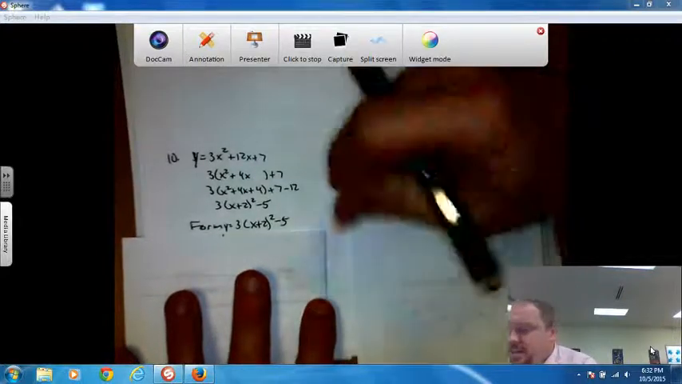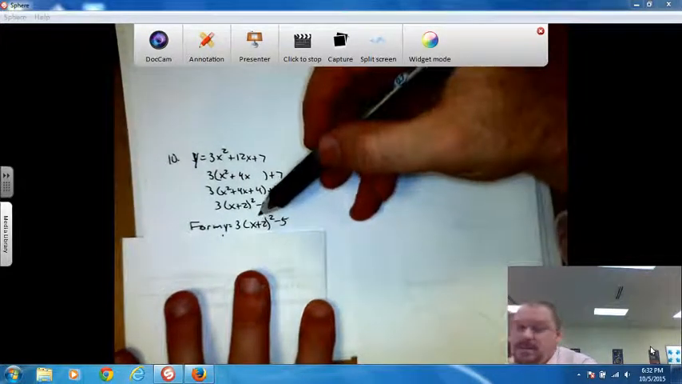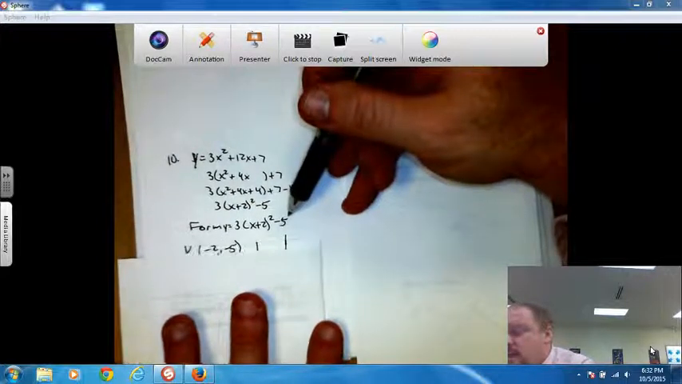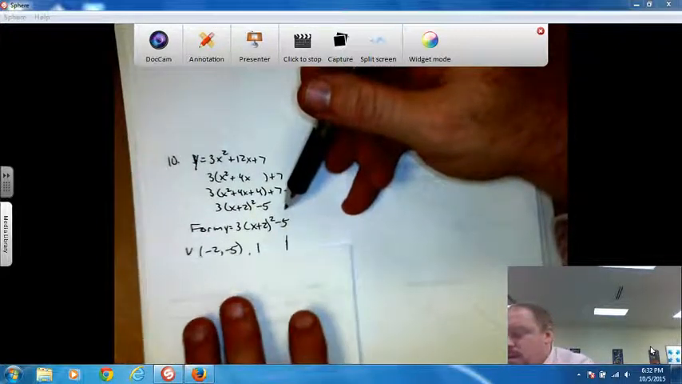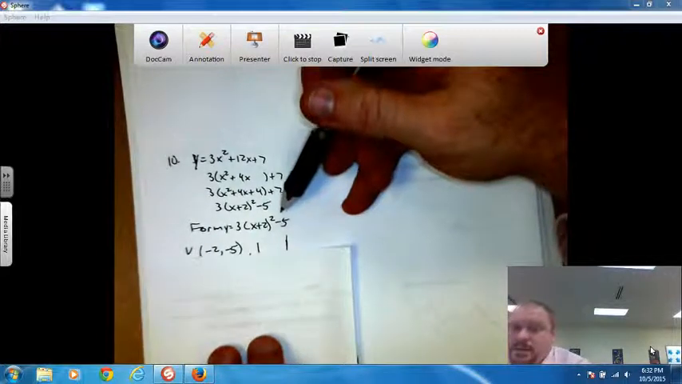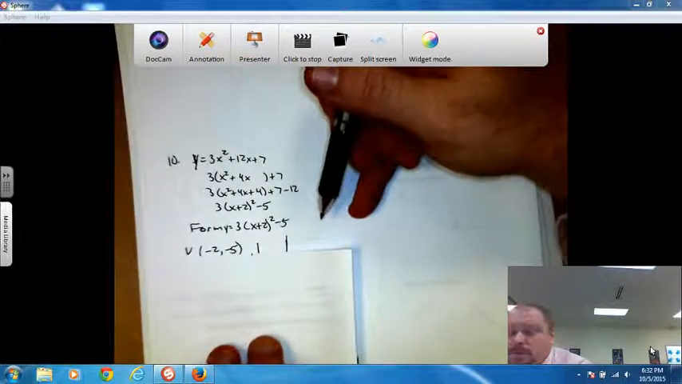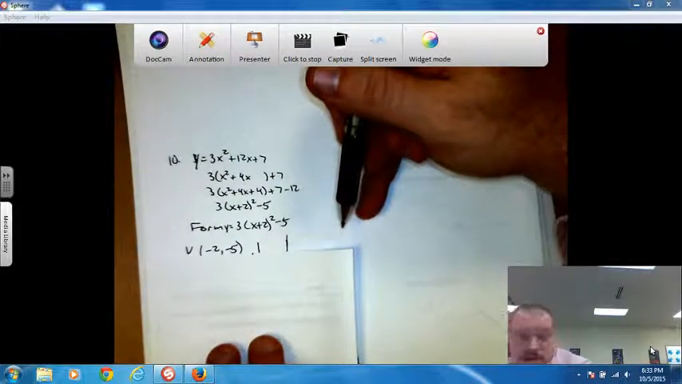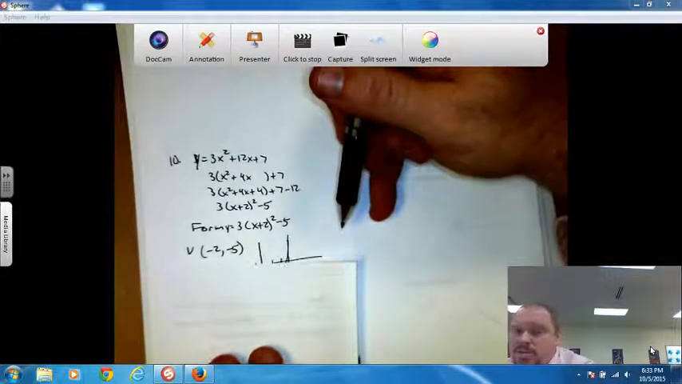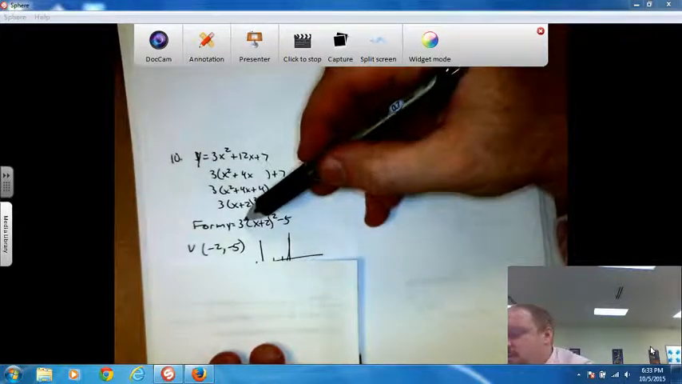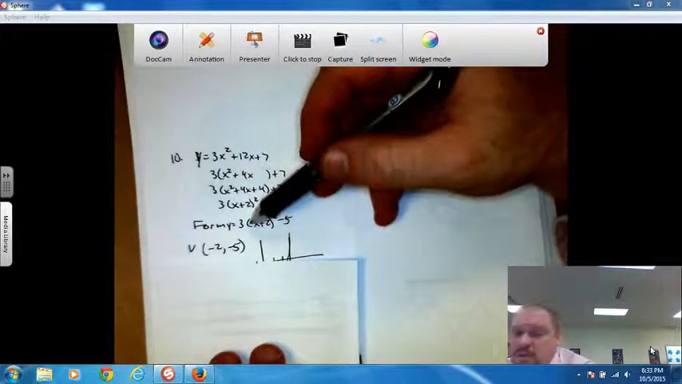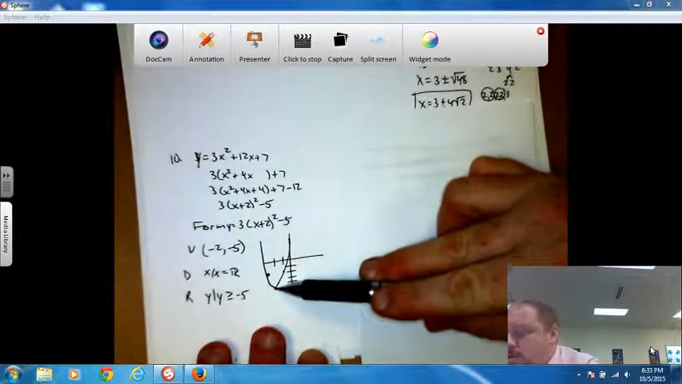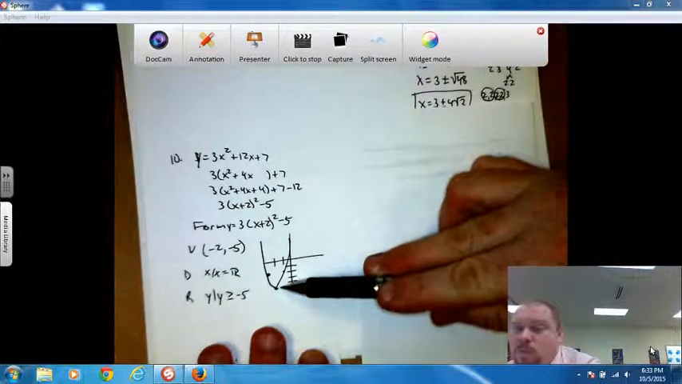Now that means that my vertex is at the opposite of the sign in parentheses, so negative 2 and negative 5. I know that my domain, because it's a quadratic, is all real numbers. There is no x value that does not work if I were to plug that in. And then the range, because this first number is positive, I know it opens up. So my range is all real numbers greater than or equal to the y coordinate, so negative 5.